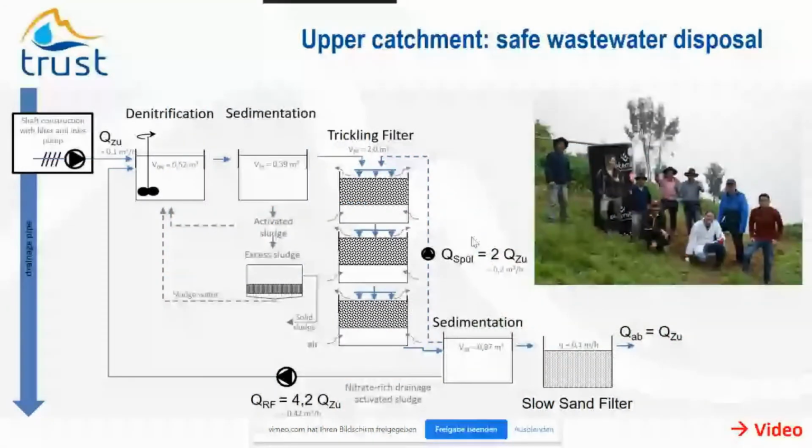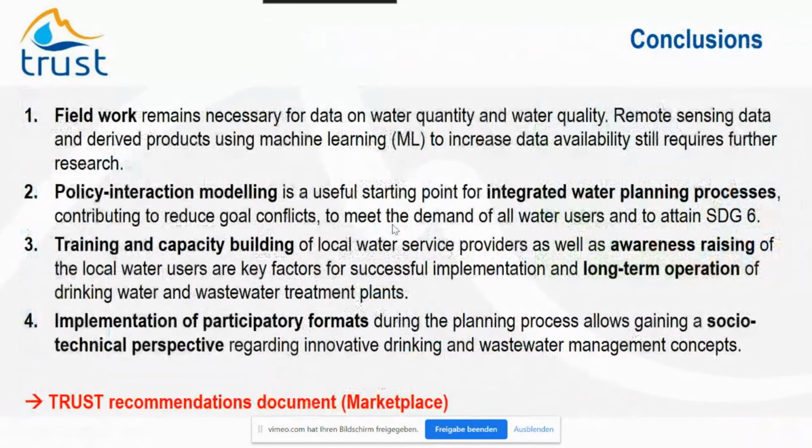Next to the drinking water plant, we focused on the construction of a pilot plant for safe wastewater disposal. This plant cleans the wastewater in several stages, whereby a trickling filter is the main component of the treatment. Last Friday we had an interesting side event on this topic, and we also have more details in our marketplace booth.